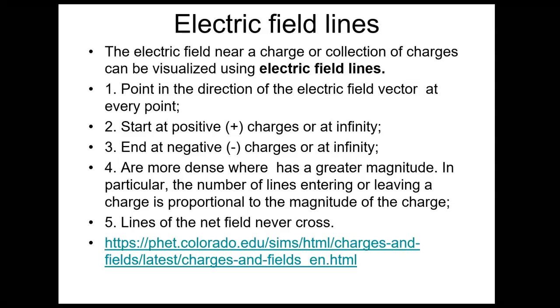So that means if you ever had electric field lines crossing, if you have two vectors crossing, that means at that one point you have two different values. That's not allowed. That's not physically possible. So electric field lines can never, ever cross. And I'll show you some examples of electric field lines.